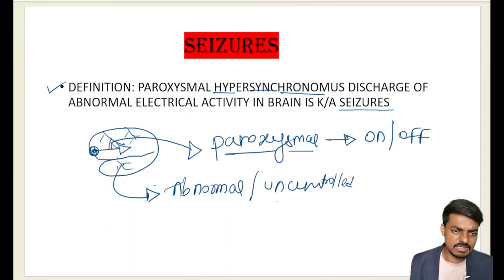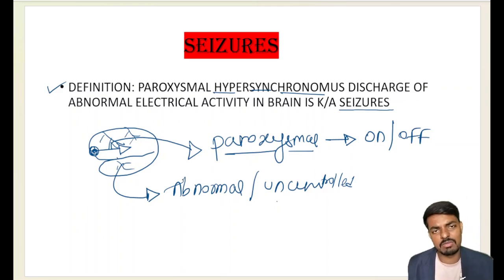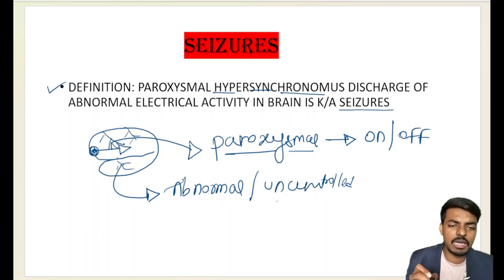So what is a seizure? Seizure is a paroxysmal hypersynchronous discharge of abnormal electrical activity in your brain. That is what we call a seizure.